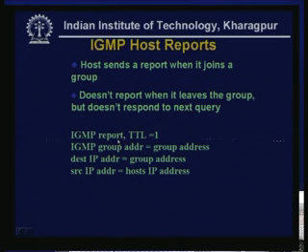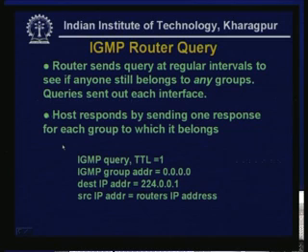So, for the IGMP report, time to live is 1, IGMP group address is the group address, destination is the group address, and source IP address is the host IP address. For a general query, group address is 0, destination IP address is naturally the broadcast address, and source is the router's IP address. So, the router sends queries at regular intervals to see if anyone still belongs to any groups. Query is sent out on each interface, and a host responds by sending one response for each group to which it belongs.